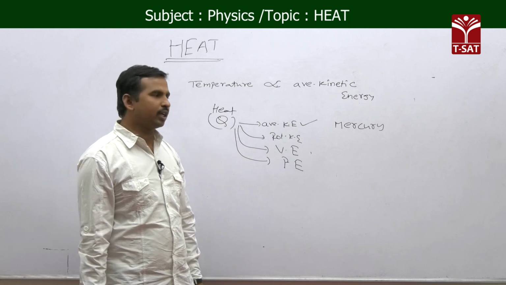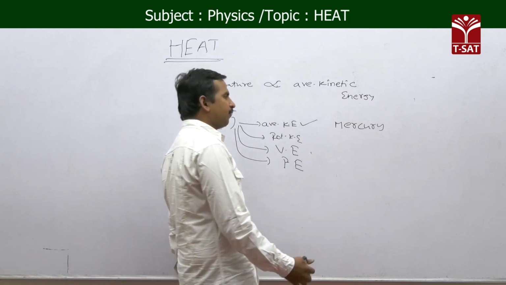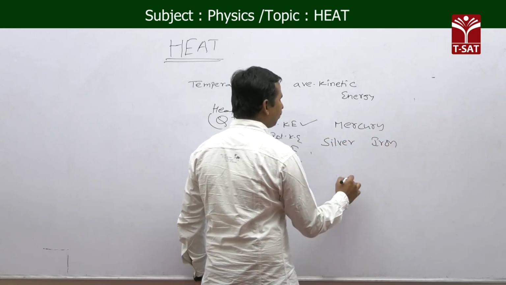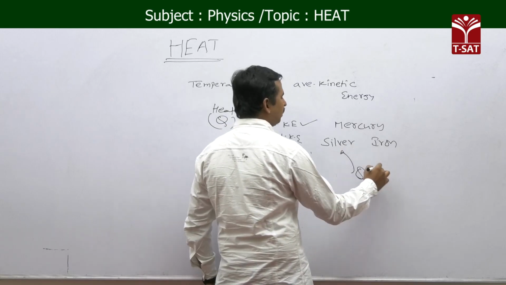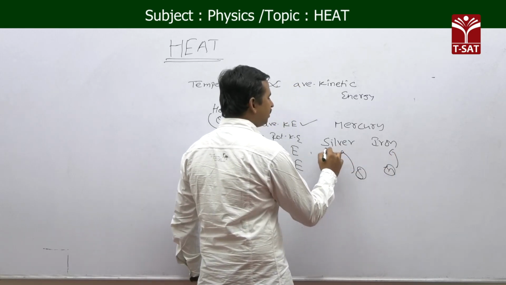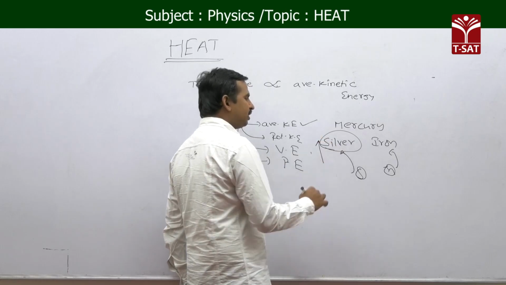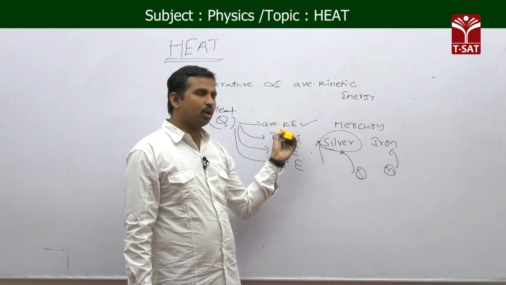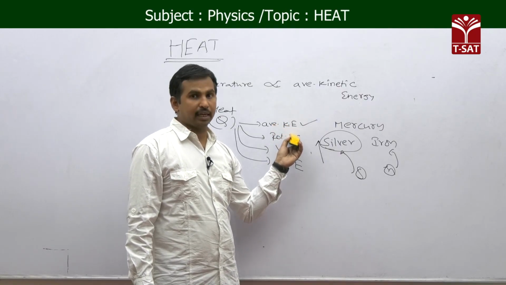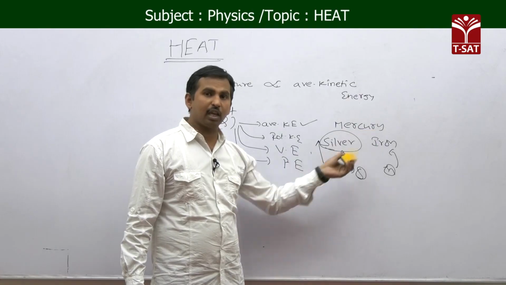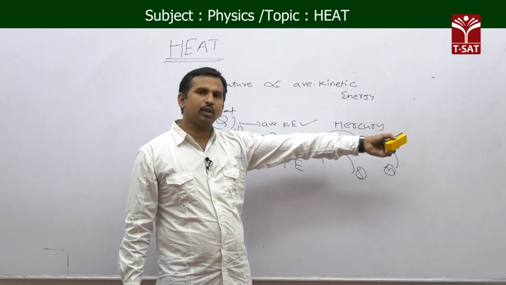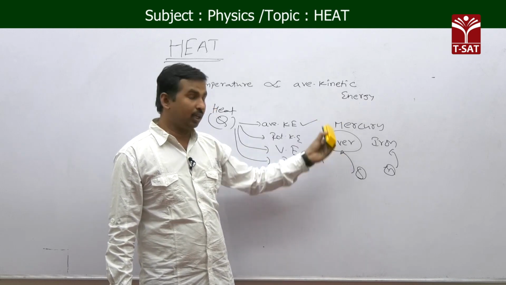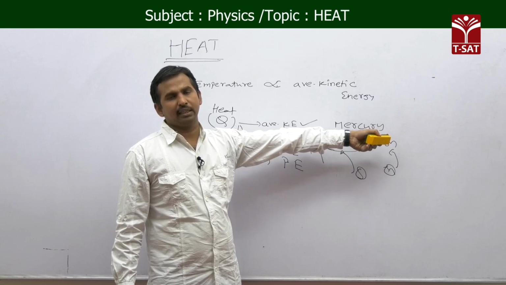Similarly, compare one body to another, for example silver and iron. If you supply the same heat energy to silver as well as iron, silver raises its temperature very fast, because it utilizes almost all its heat energy for increasing its kinetic energy. So if you supply the same amount of heat to silver and iron, silver raises its temperature quickly compared to iron or some other materials.